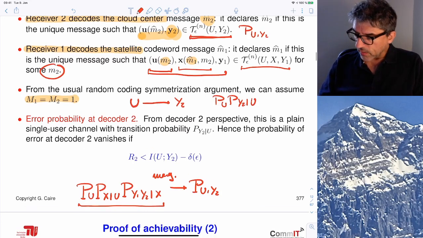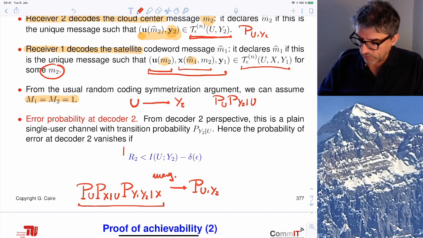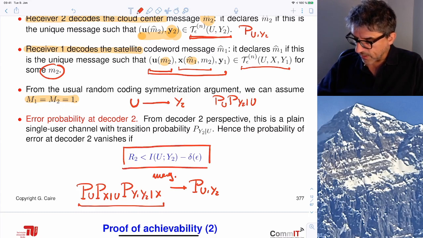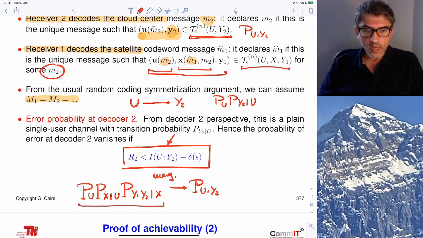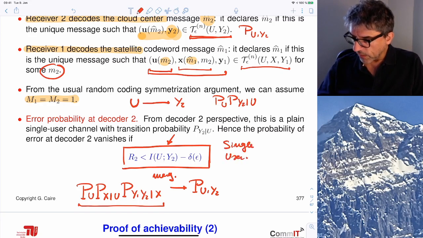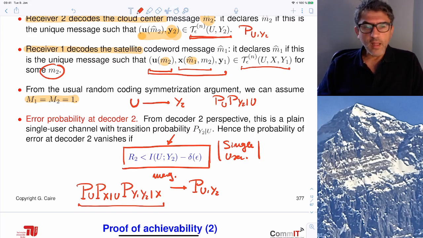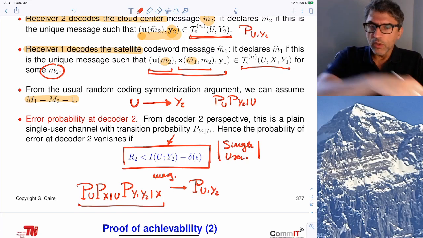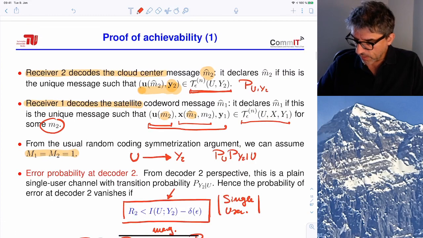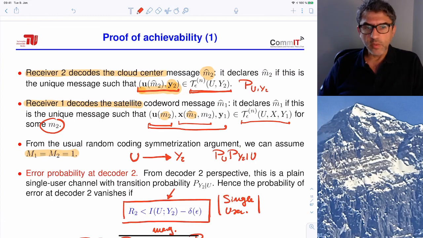And we already know that for this case, the probability of error will go to zero if the rate of message 2 is less than the mutual information between the input U and the output Y2 minus a small delta that vanishes as epsilon vanishes. So this is a single user result. It follows exactly in the same way as we have proven the achievability for the single user discrete memoryless channel. Because in a certain sense, we have induced a single user channel by this code construction, between the cloud center codewords U and the output Y2. And the decoder for user 2 really just looks at the joint typicality between U and Y2.